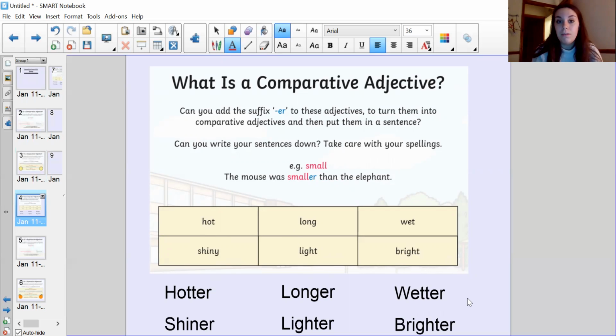Could you please pause the video and write me 6 sentences comparing two things using these adjectives? For example, Spain is hotter than England. My shoes are shinier than Miss Vink's. So you need to have 2 nouns or things that you are comparing.